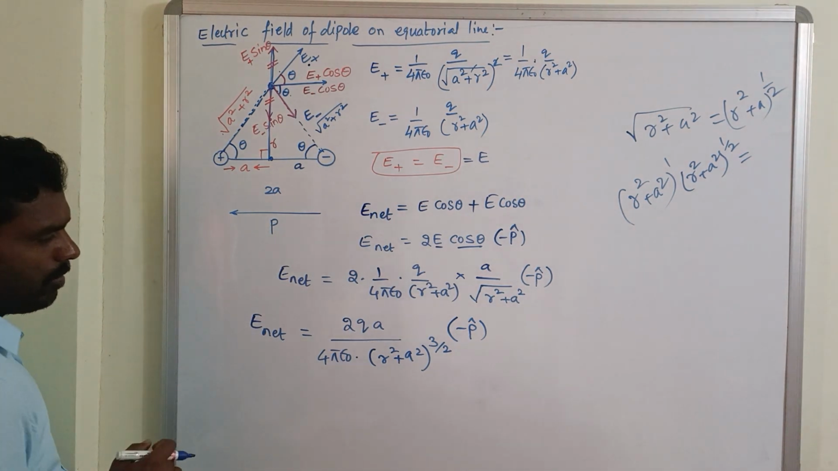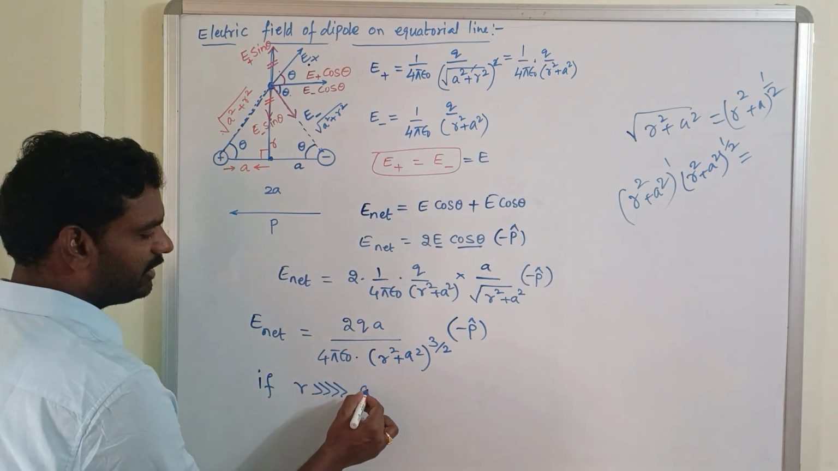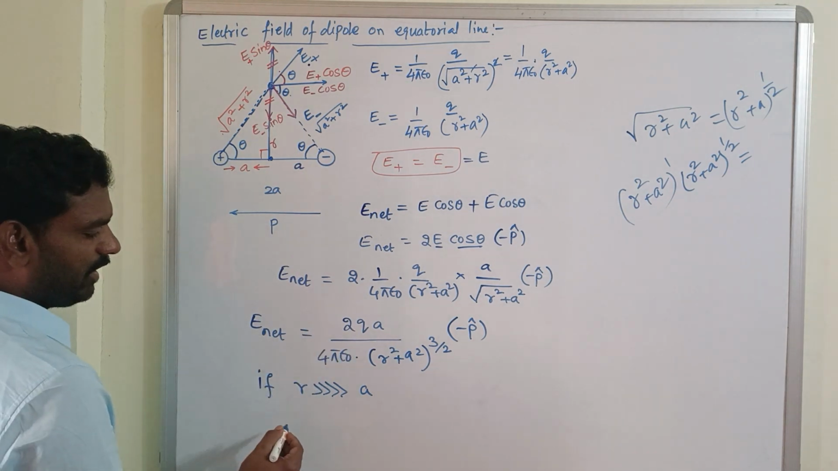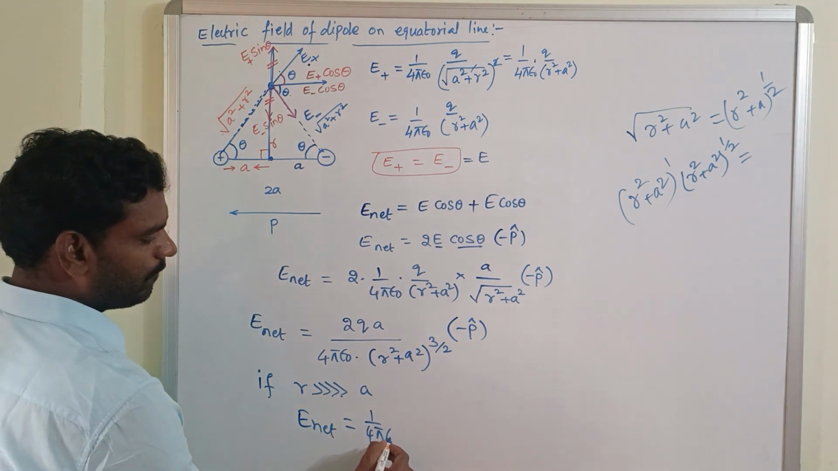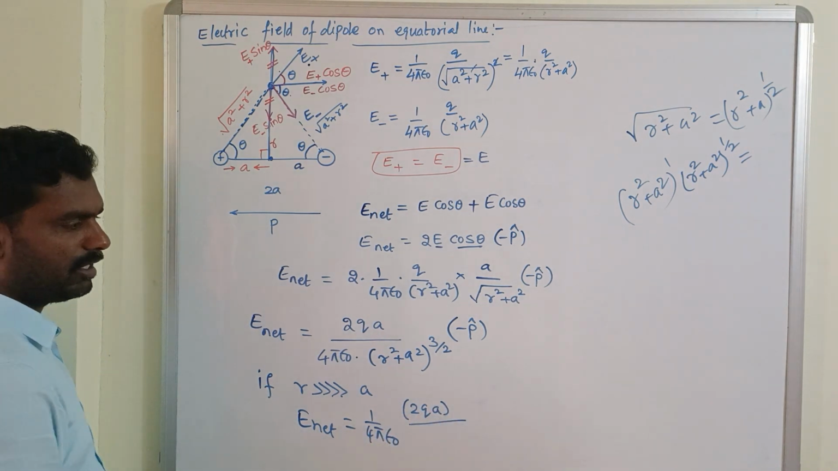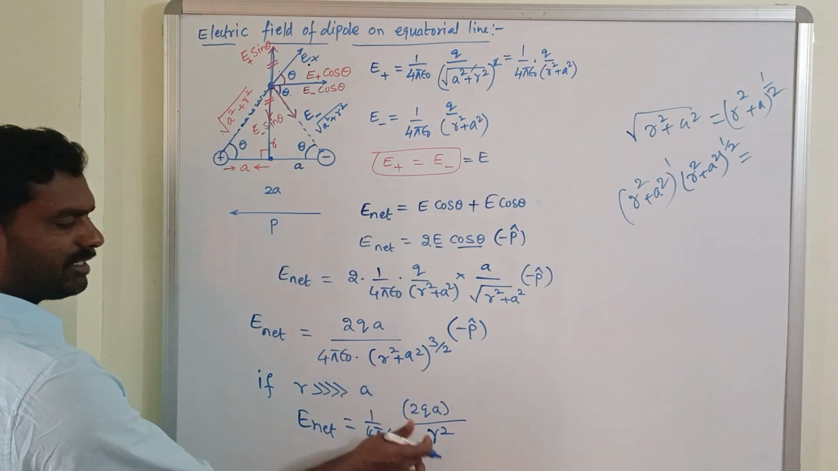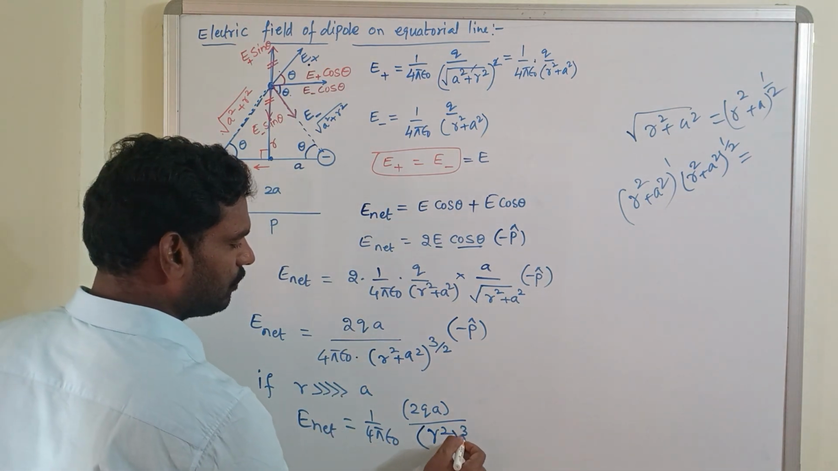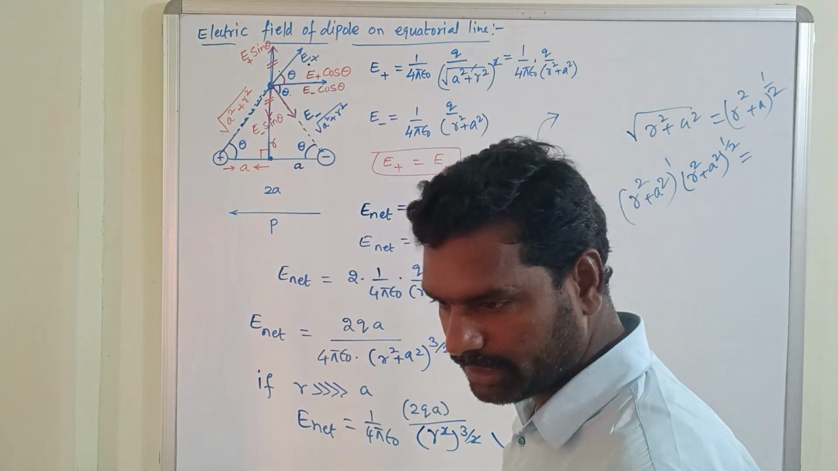Right. So now if r is very much greater than a, what can we write? Net electric field is equal to 1 by 4 pi epsilon naught into 2qa divided by r square plus a square, which can be written as r square. In this case, r is very much greater than a, and r square to the power of 3 by 2, these two get cancelled. So now I can write like this.